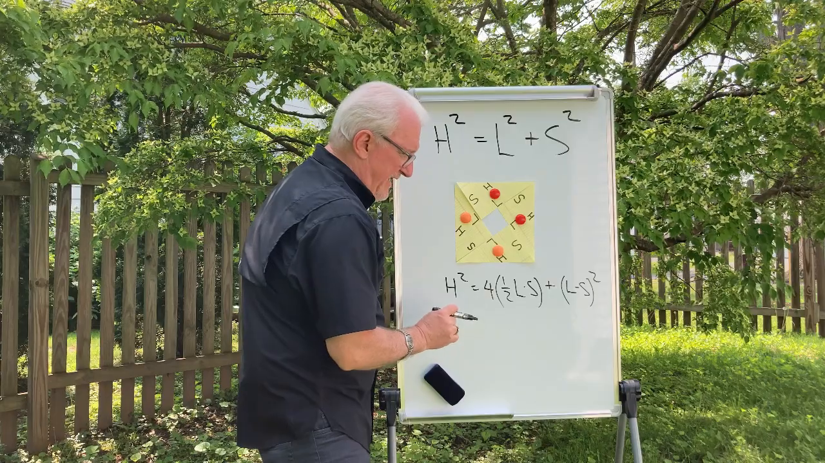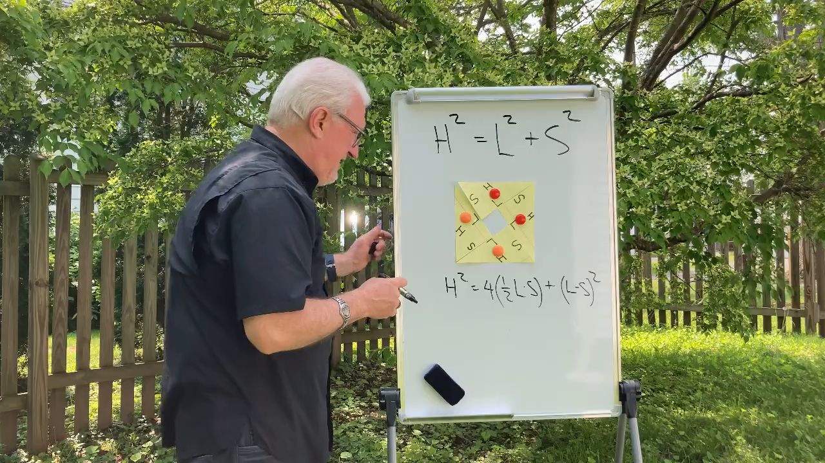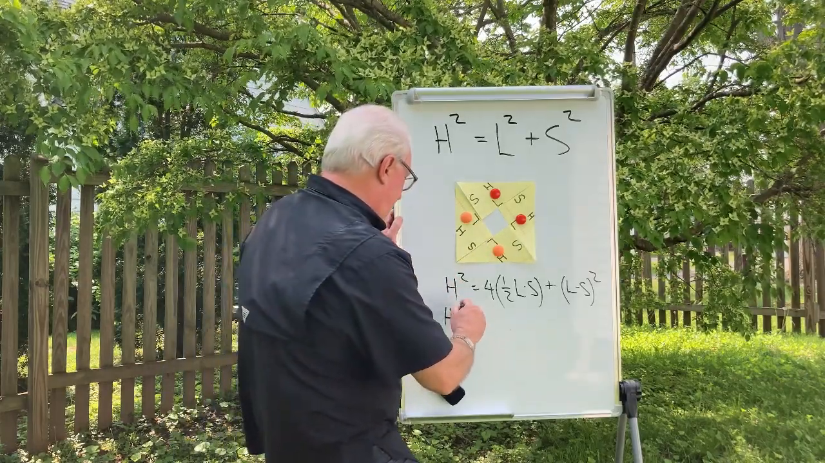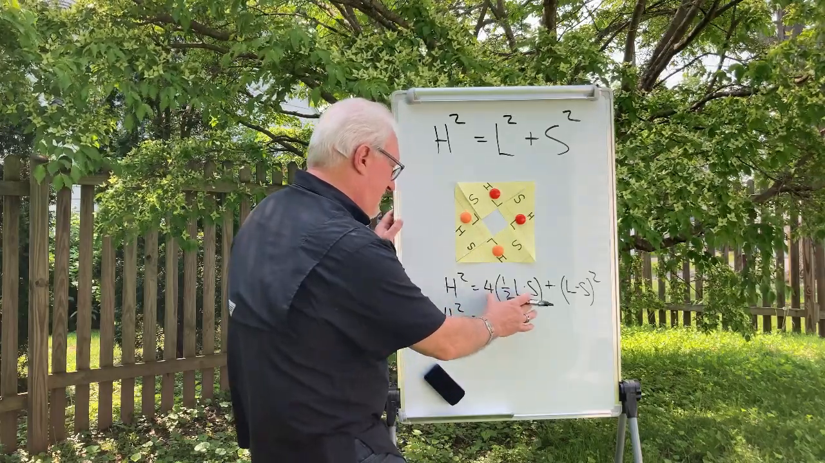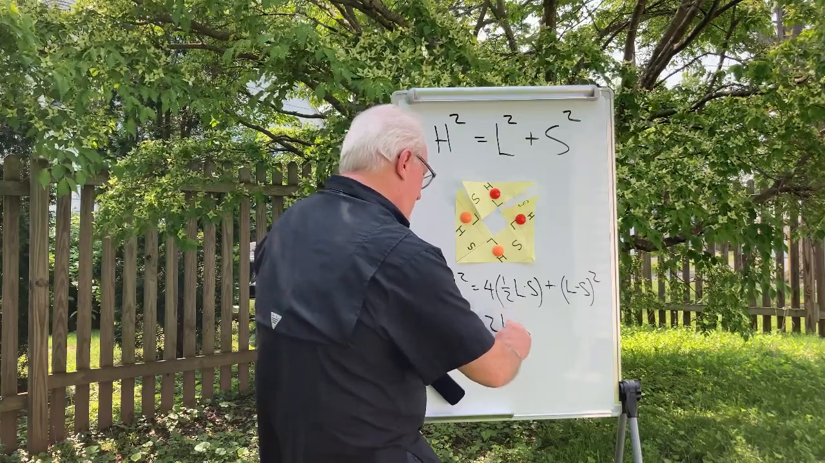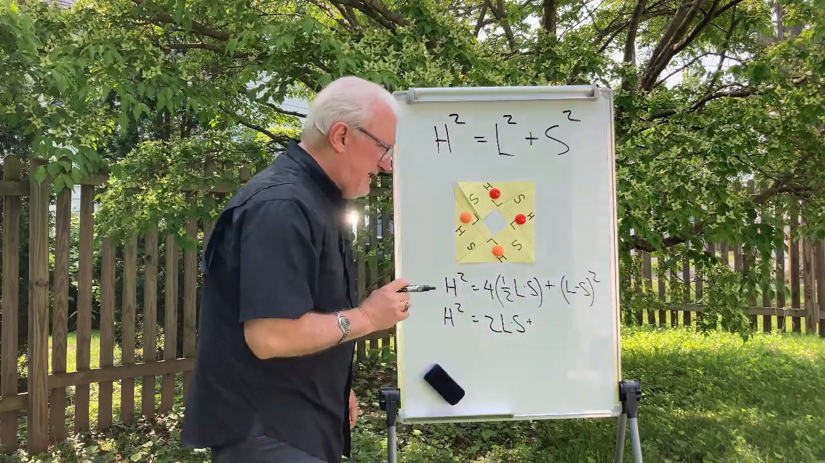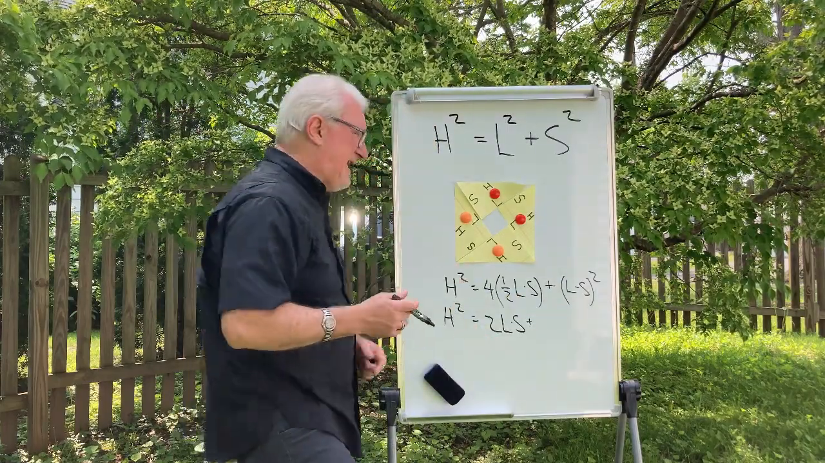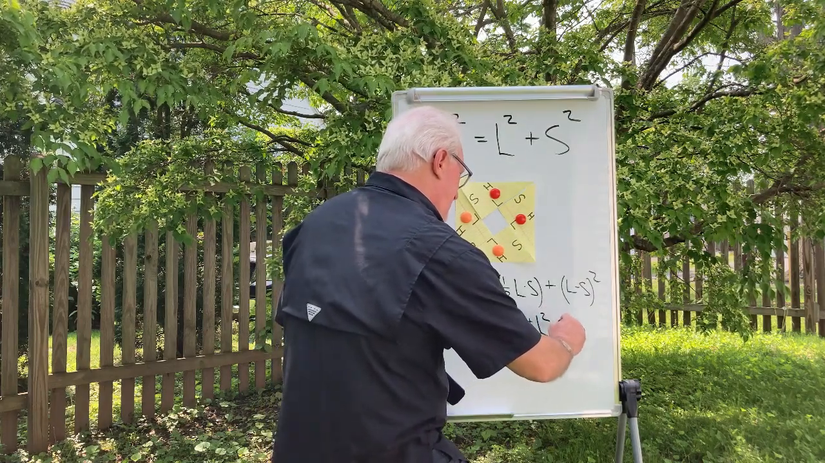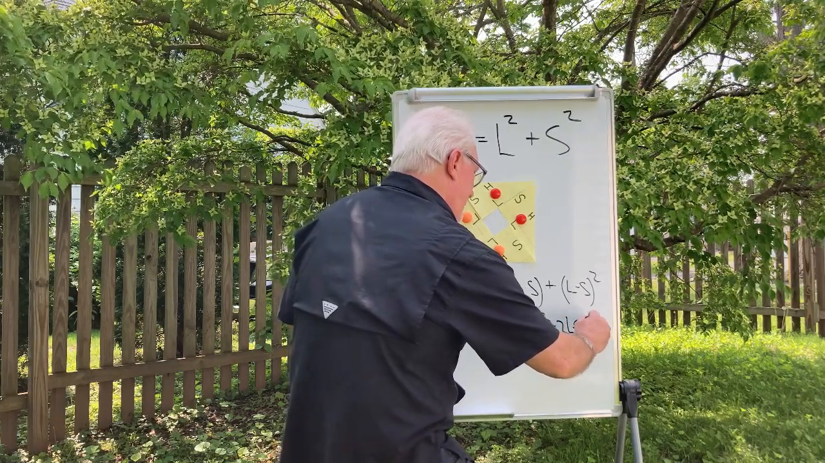So the area of the entire yellow plus white square is both h squared as well as 4 times 1/2 LS plus the square of L minus S. Well, let's algebraically manipulate this just a little bit. This gives me that h squared is equal to, well, let's see, 4 times 1/2 is 2. And so this is 2 times L times S. And L minus S squared, if I expand that, what I get is L squared minus 2 times L times S plus S squared.